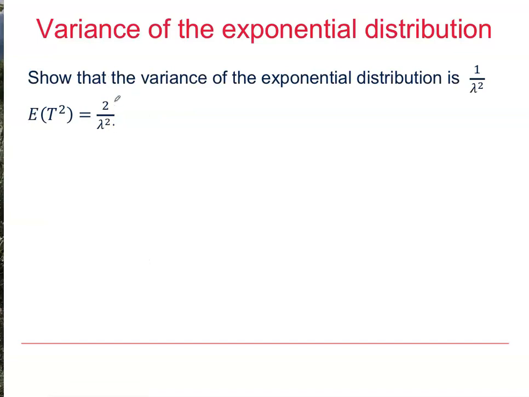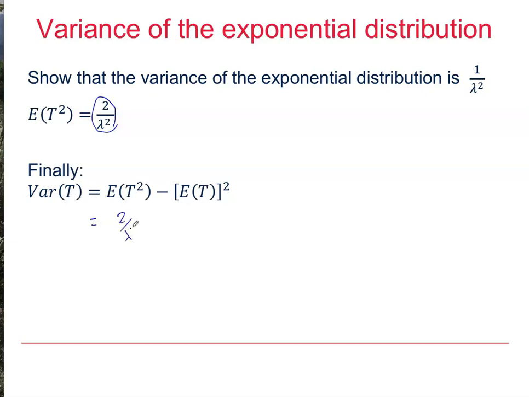Here's the formula that we derived for the expected value of t squared. Finally, we need to substitute into the formula for the variance. So looking at this then, we can put in 2 over lambda squared for the expected value of t squared, and then of course the expected value of t was 1 over lambda. So what we're finishing up with here is 2 over lambda squared minus 1 over lambda squared, and that is 1 over lambda squared, the formula for the variance of the exponential distribution.